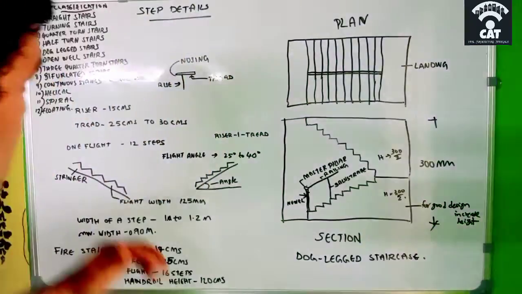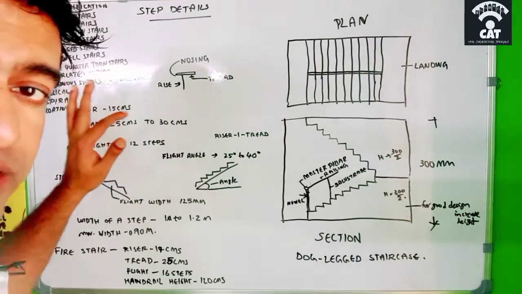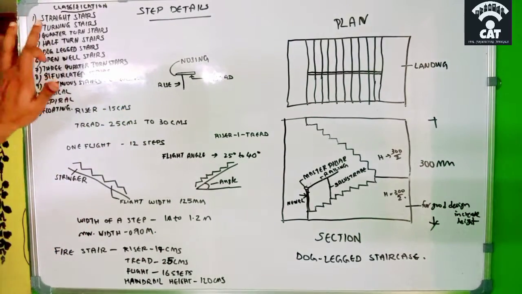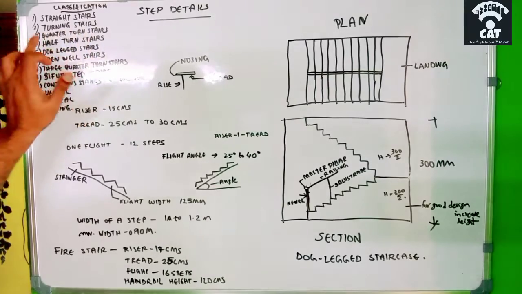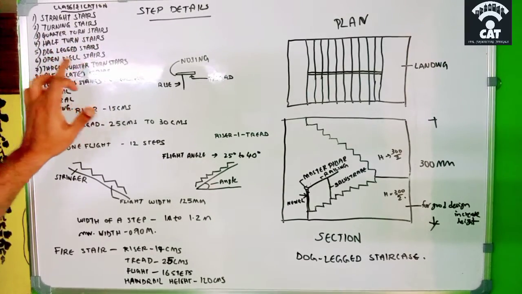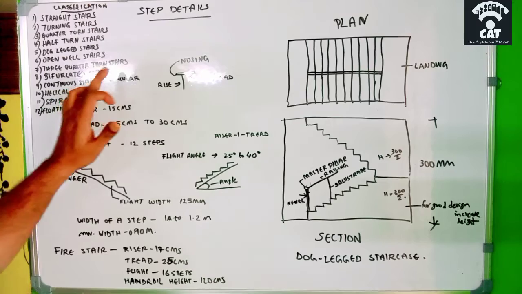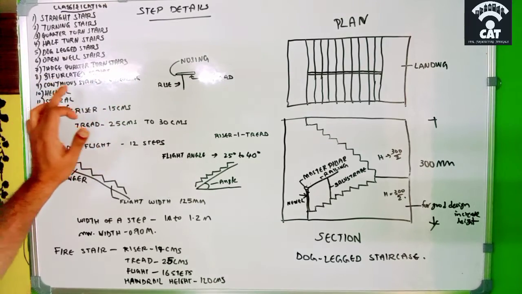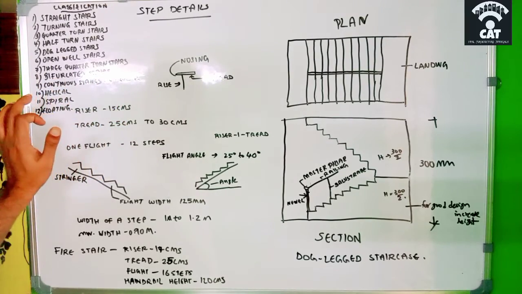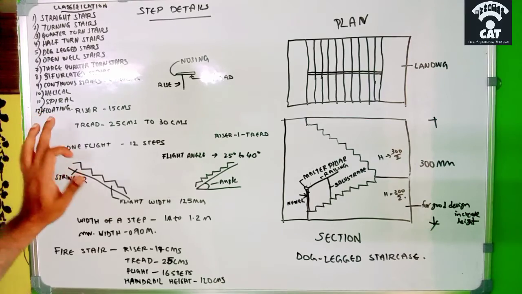So these are the different classifications of staircases. Again, I will tell: straight stairs, turning stairs, quarter turn stairs, half turn stairs, dogleg stairs, open well stairs, three quarter turn stairs, bifurcated stairs, continuous or circular stairs, helical stairs, spiral, and floating stairs.